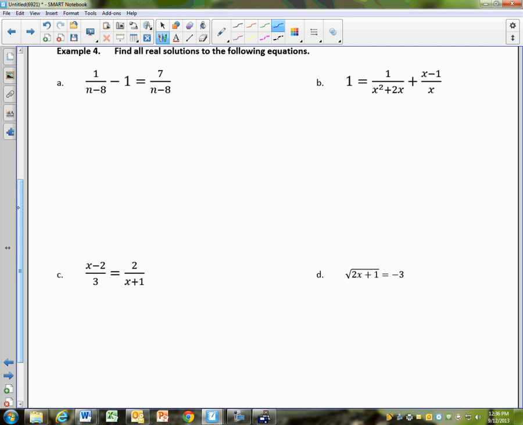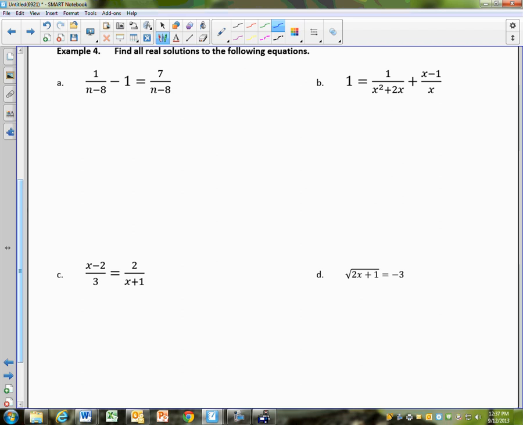Okay, it says find all real solutions to the following equations. Real means that you're not going to have any imaginary parts. And anytime you have expressions that involve fractions, we have to be careful of the spots where it's undefined. Meaning, what value could you plug in for n that would be a problem here? What value could n not be?